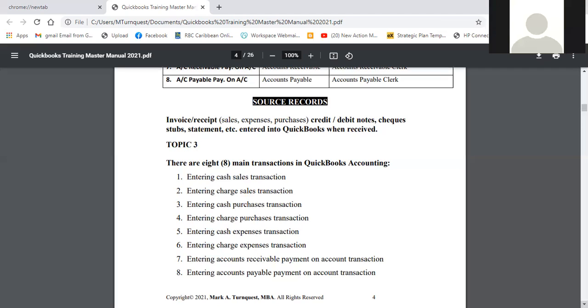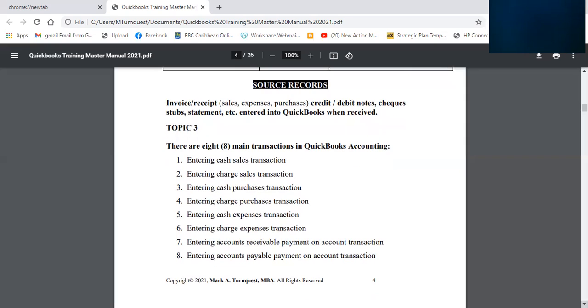Now, for homework, I want you to write out topic 3. I just want you to do exactly what I tell you to do, and draw out these 8 main transactions in QuickBooks accounting, from entering cash sales straight down to entering payable payment account transaction. All I want you to do is this handwritten now. Okay? Let's do that.